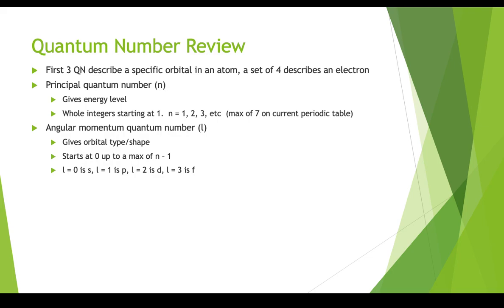But some things to keep in mind, these numbers for L actually tell us the orbital type. Right? L is 0 means s orbital, L is 1 is a p orbital, 2 is d, and 3 is f.